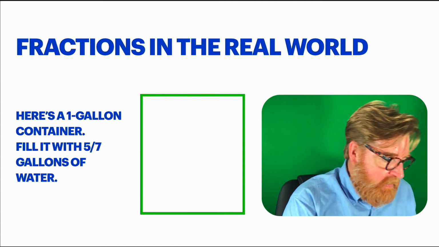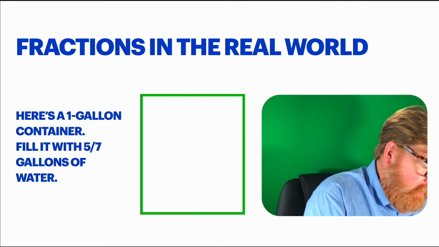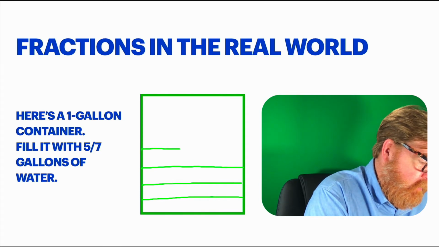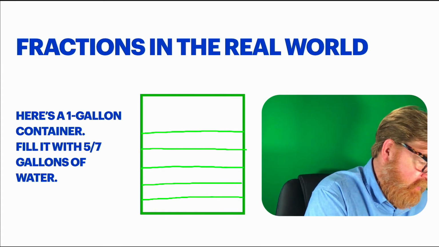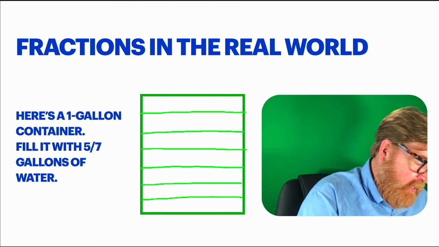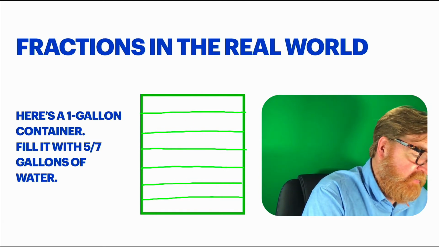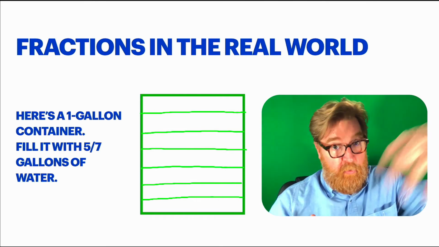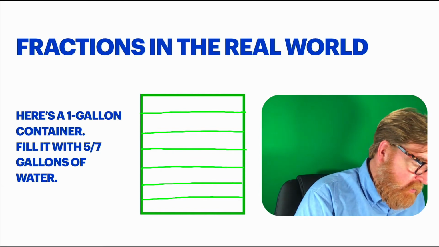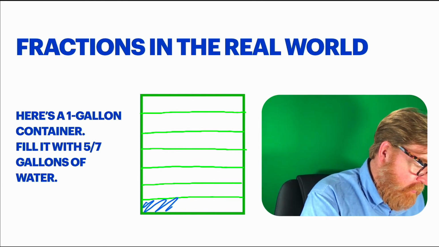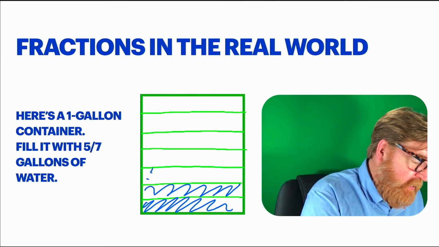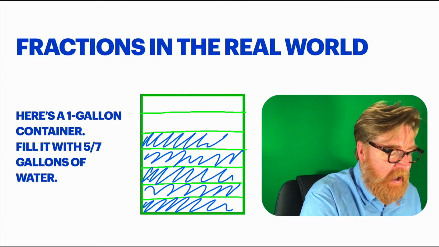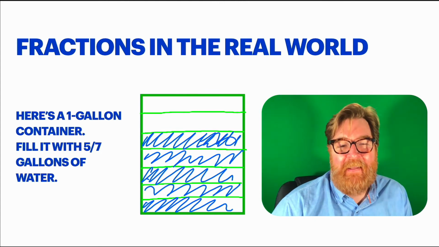First of all, let's break this up into sevenths. 7 equal pieces. 1, 2, 3, 4, 5, 6, 7. Let me make sure I got enough. 1, 2, 3, 4, 5, 6, 7 equal pieces. Good. And how many do we shade in? How many do we pour in? 5 of them. Good. You guys got this. Here's the blue water. 1, 2, filling it up. 3, 4, and 5. Okay, there it is.